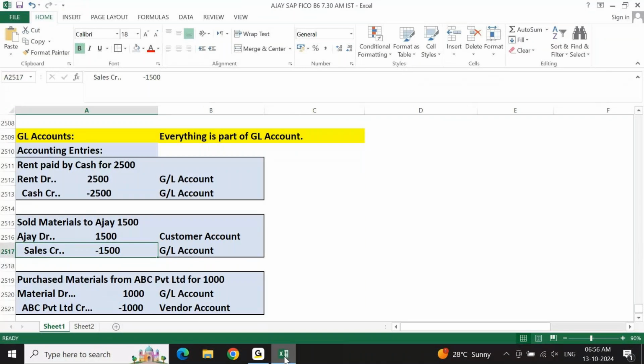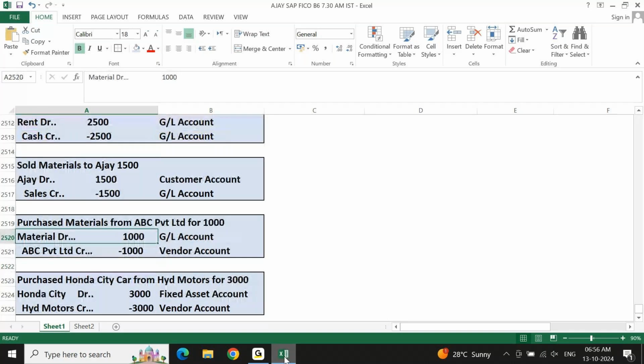Similarly, whenever you make any purchases, you will debit the material whatever you are purchasing. You are going to credit your vendor account, ABC Private Limited. In any application, do you credit the vendor account or any other account? It will be the vendor account only, right?